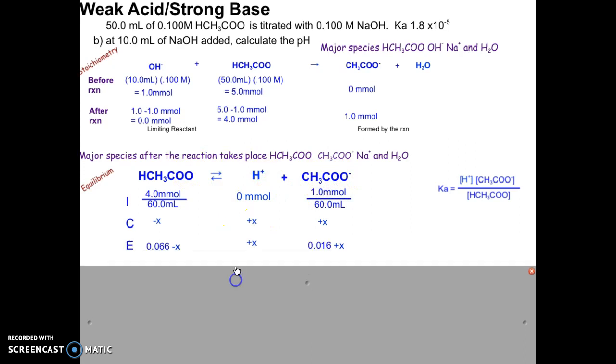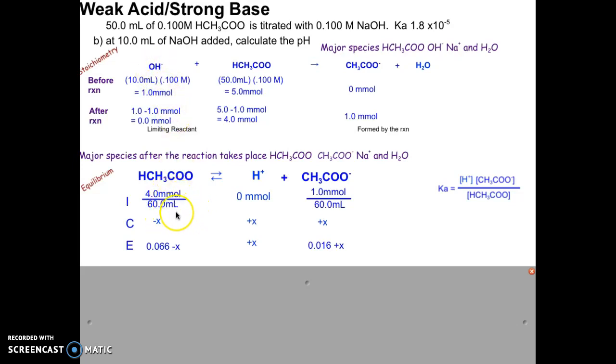And I'm going to write my RICE table as I show you here. So this is the equilibrium piece of this problem that's happening. I have 4 millimoles of acetic acid. And then notice I have 60 milliliters. Where did the 60 milliliters come from? Initially I had 50 milliliters of acetic acid, but now I added 10 milliliters of hydroxide. So now my total volume is 60. I don't have 50 mils of just acid anymore. I have a mixture because I added the sodium hydroxide in here.